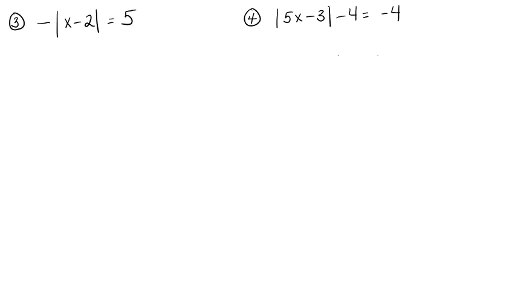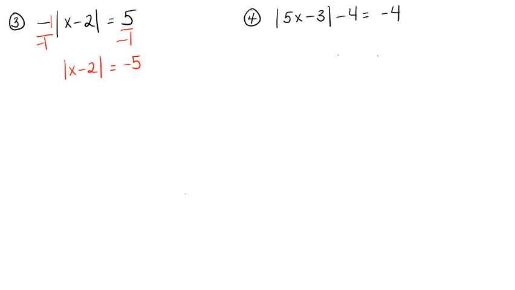All right, so let's look at example 3. There's a negative outside of here, and I need to get rid of that. We're going to treat it like a negative 1. So if I divide both sides by a negative 1, it'll get rid of that negative. So the absolute value of x minus 2 is going to equal negative 5. 5 divided by negative 1 is negative 5. So again, I treat that kind of like a negative 1 there. Divide both sides by negative 1.